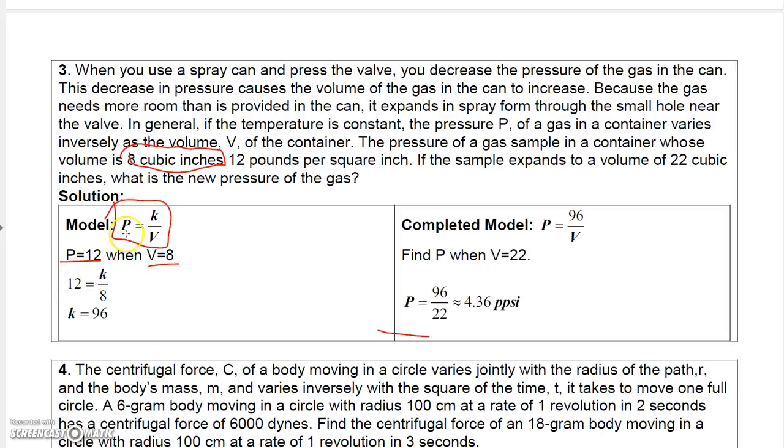Okay, so let's put that information in here. Put 12 in for pressure. Let's put 8 in for volume. And then you can cross multiply and get K is 96. And so basically your completed model is pressure equals 96 divided by volume. And so now it says if the sample expands to a volume of 22 inches, what is the new pressure of the gas? Well, we can put 22 in here for volume and get 96 over 22. So now we get that the pressure per square inch is about 4.36 units.